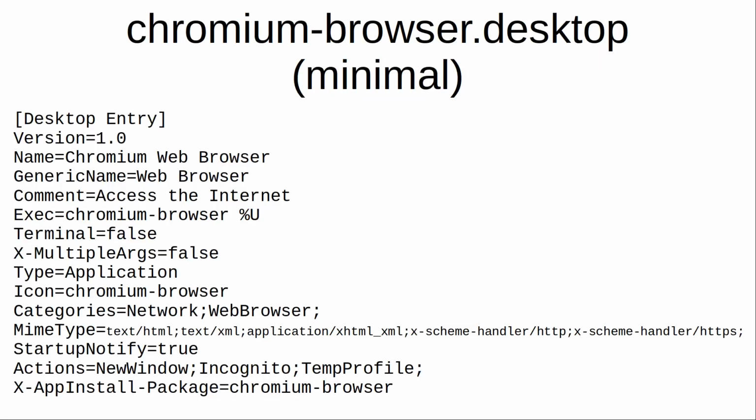So this is my stripped down minimal version of the Chromium desktop file. As you can see, it starts with the Desktop Entry and a version number. Note that the version number here is the specification for the desktop entry. It's nothing to do with the version of the web browser that you've got installed.